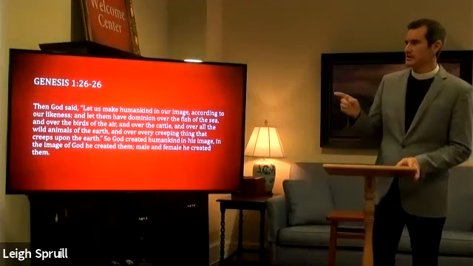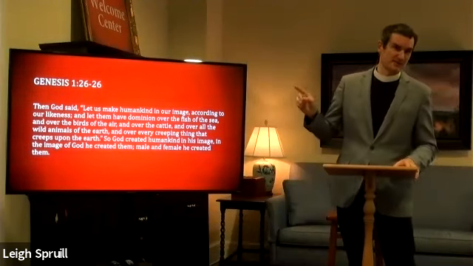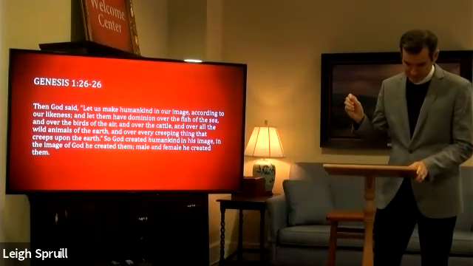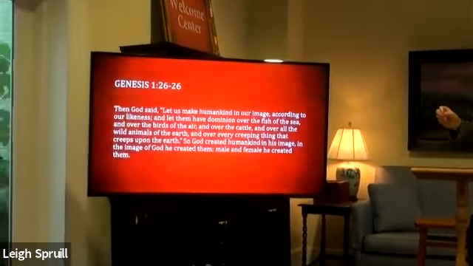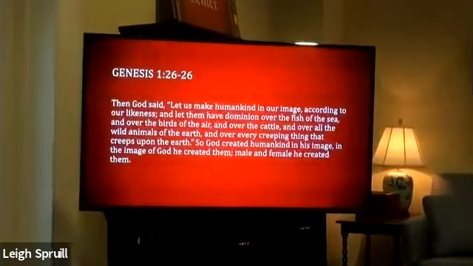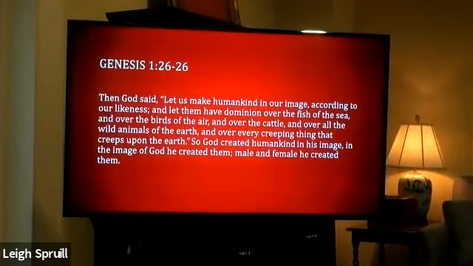Genesis 1, verses 26 through 27. But we read this. Then God said, "Let us make humankind in our image according to our likeness, and let them have dominion over the fish of the sea and over the birds of the air and over the cattle and over all the wild animals of the earth, and over every creeping thing that creeps upon the earth." So God created humankind in his image. In the image of God, he created them, male and female, he created them.